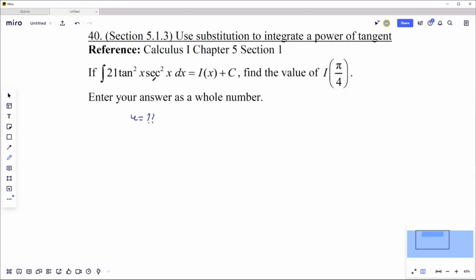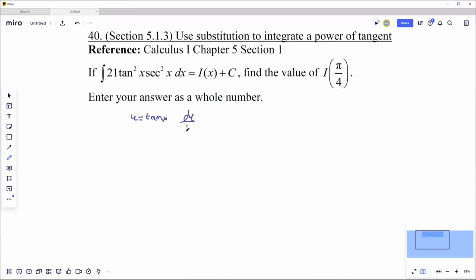Your u is the most useful function. If you pick secant, you are not going to find anything useful. Secant squared, again, you're not going to find anything useful. Tan squared, there's an easy way, and that's tan. So you end up picking tan. So your function would be tan of x.